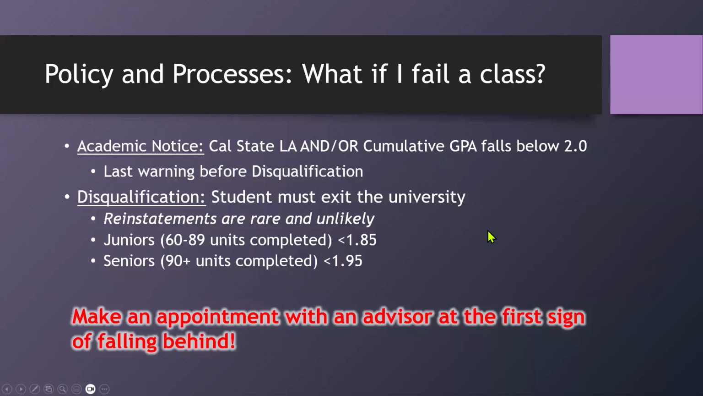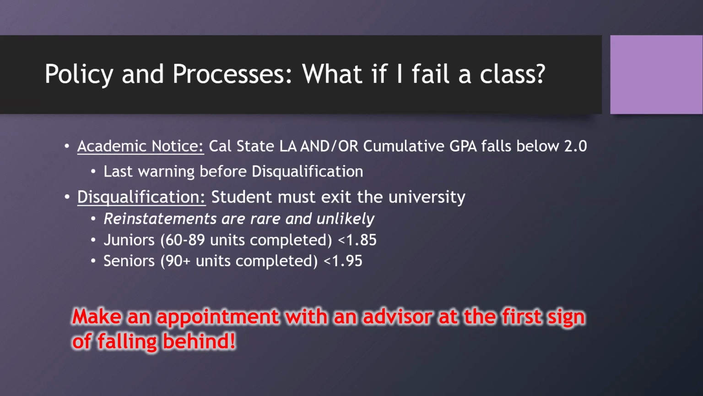Okay, so what if I fail the class, continued? If you do poorly and your CalState and/or your cumulative GPA falls below 2.0, you will get a warning. That warning is academic notice. All right, so that's the last warning before your disqualification. So you get that warning first, and if you don't bring up your GPA enough and it's still below a certain threshold, you will get disqualified. Disqualification means that you have to exit the university. You're getting kicked out, basically.